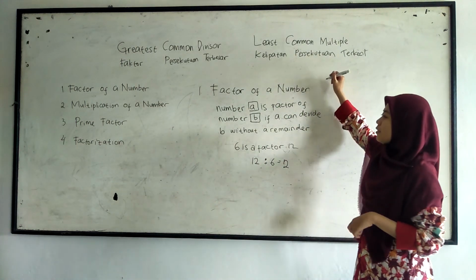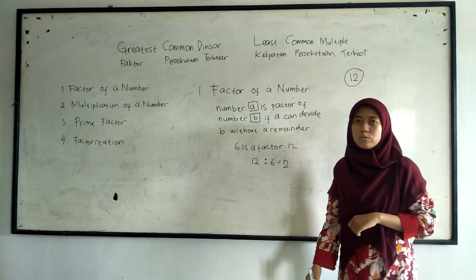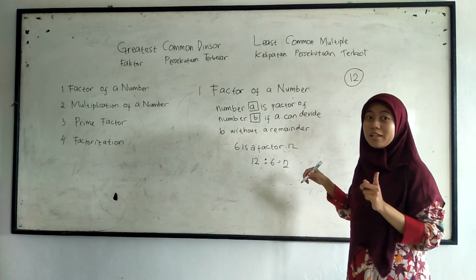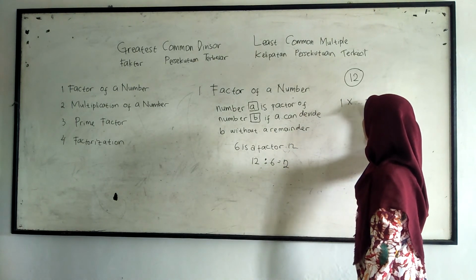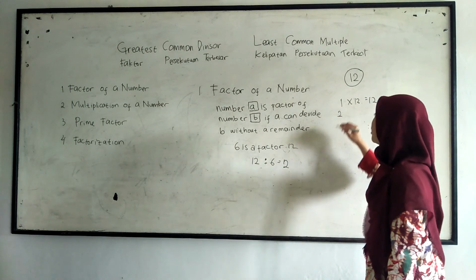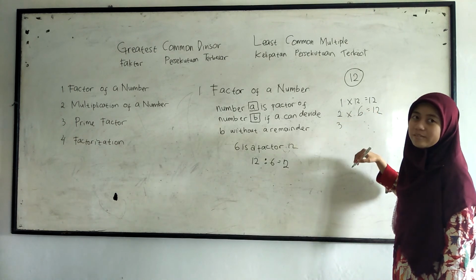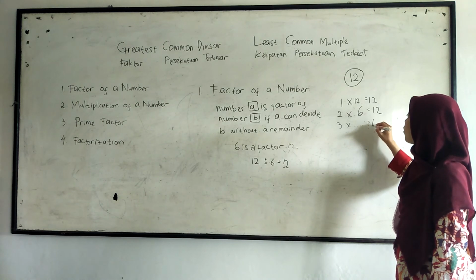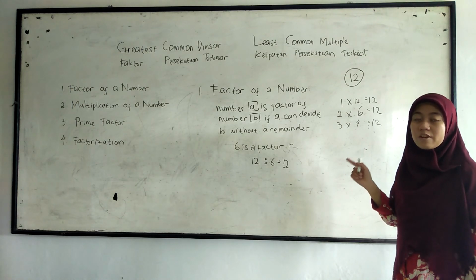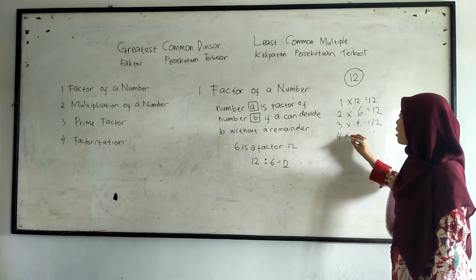Find out the factor of number 12. We can use the multiple of two numbers that has 12 as a result. Let's start by 1. 1 times something is 12: 1 times 12. And then 2. 2 times something is 12: 2 times 6. And then 3. 3 times something is 12: 3 times 4. And because multiplication is reversible, 3 times 4 is same as 4 times 3.